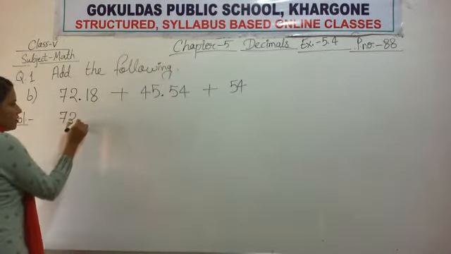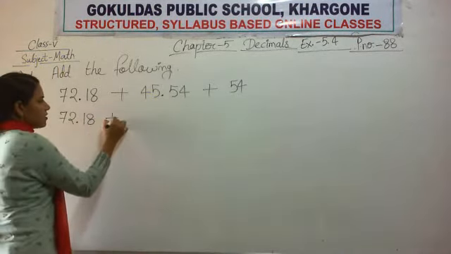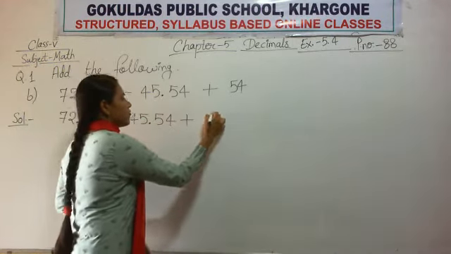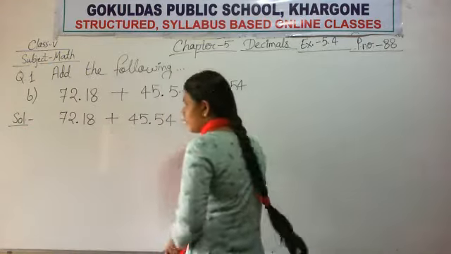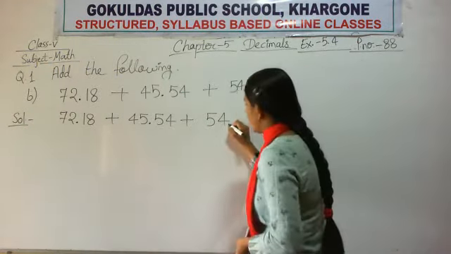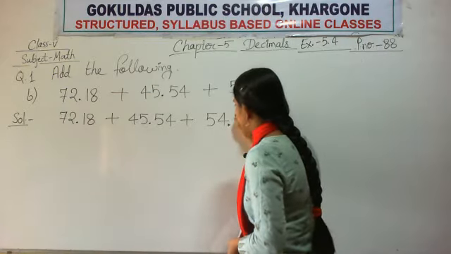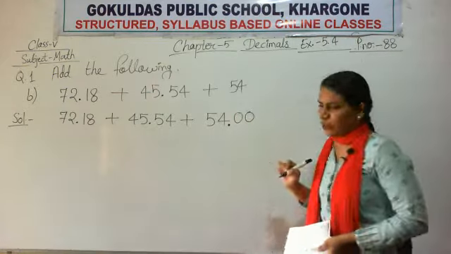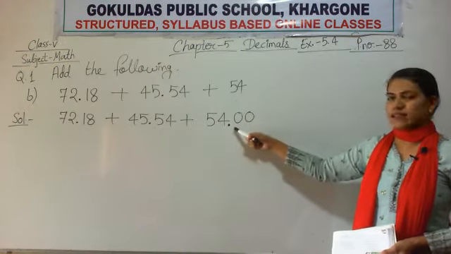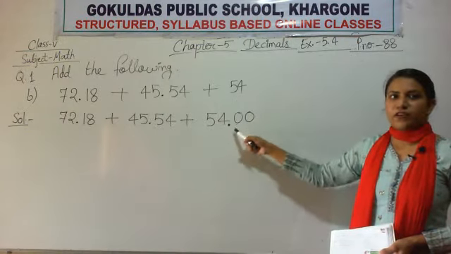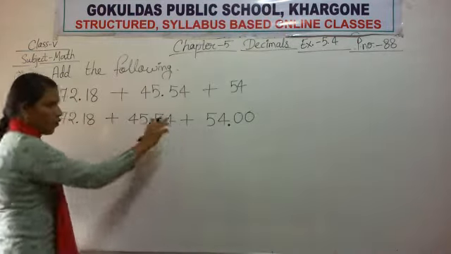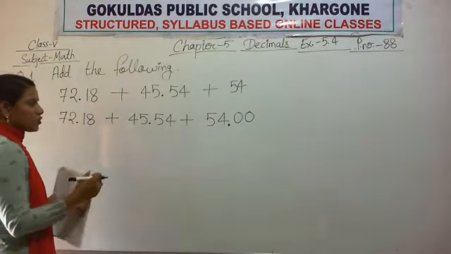So 72.18 plus 45.54 plus 54. 54 is a whole number, right? There is nothing in the decimal part here. So you can put a decimal and write 00 to make it like decimals. Okay? We can write 54 as a decimal, 54.00. Okay? Now arrange all the decimal numbers column wise.